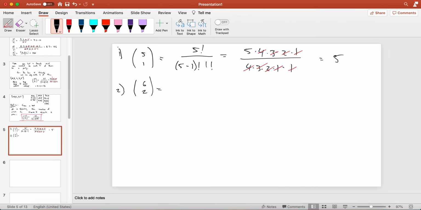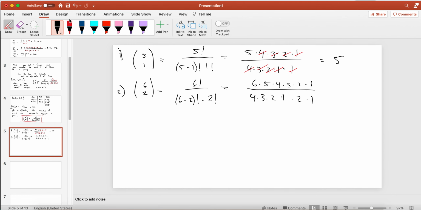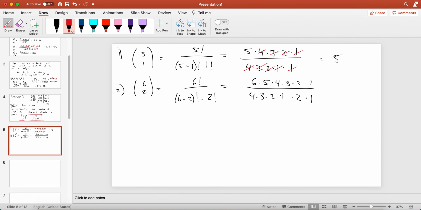Now something a little bit more difficult. 6 choose 2. If I have 6 friends and I can only invite 2 of them over, how many different combinations are there? Let's see. So this is 6 factorial over (6 minus 2) factorial times 2 factorial. So let's just write everything out. The trick is to just write everything out. 6 minus 2 is 4, so 4 factorial is given as follows. 2 factorial is 2 times 1. Okay, let's do everything out here.